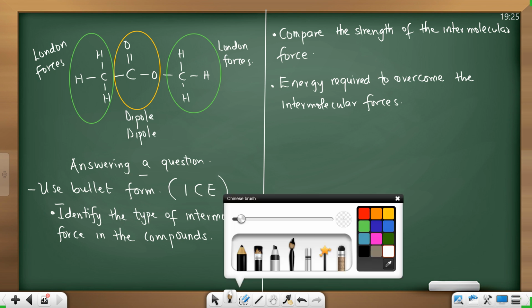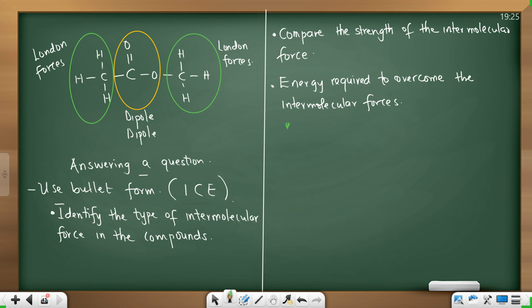Energy required to overcome. I'm just going to put a little note here. More energy is required to overcome stronger intermolecular forces than the weaker ones. And that's just common sense, right?